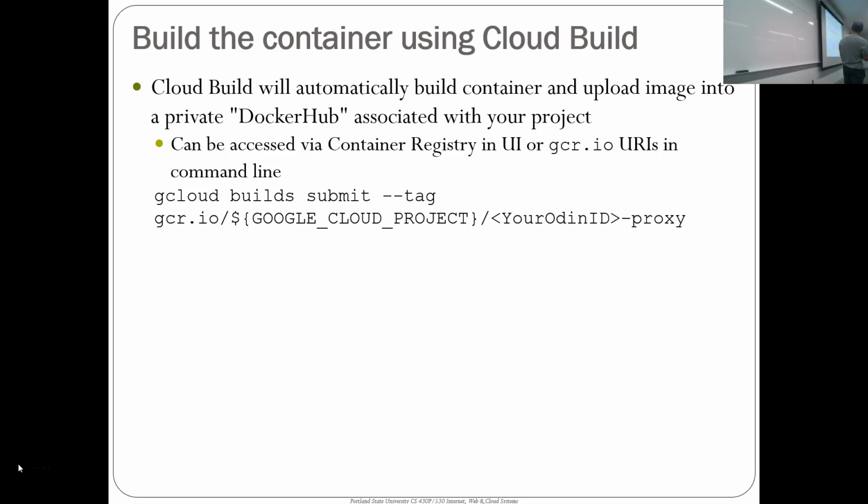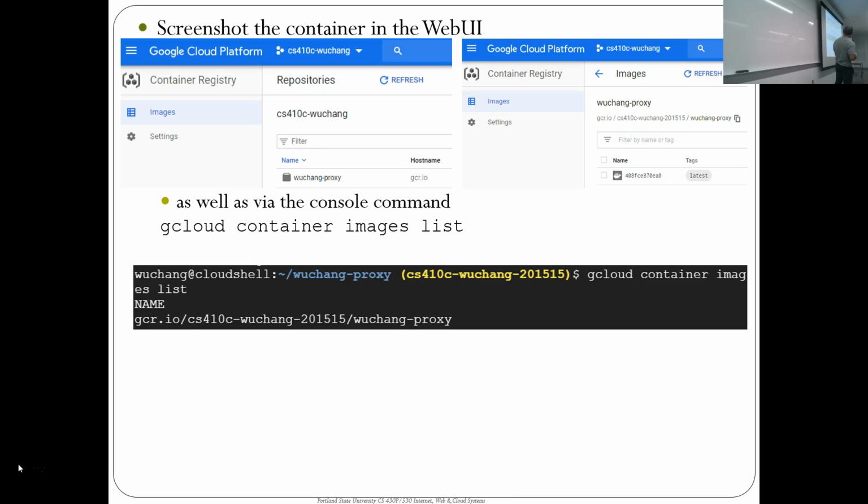and then push the image to the container registry. You run this in the same directory as the Docker file, and then you say you want to submit it, and the tag, which is sort of like the Docker Hub image ID. You specify that you want to store this on the local container registry using your project name. This has to be your project name because the container registry is associated on a per project level. And then you just give it a name, and this name will have your Odin ID.